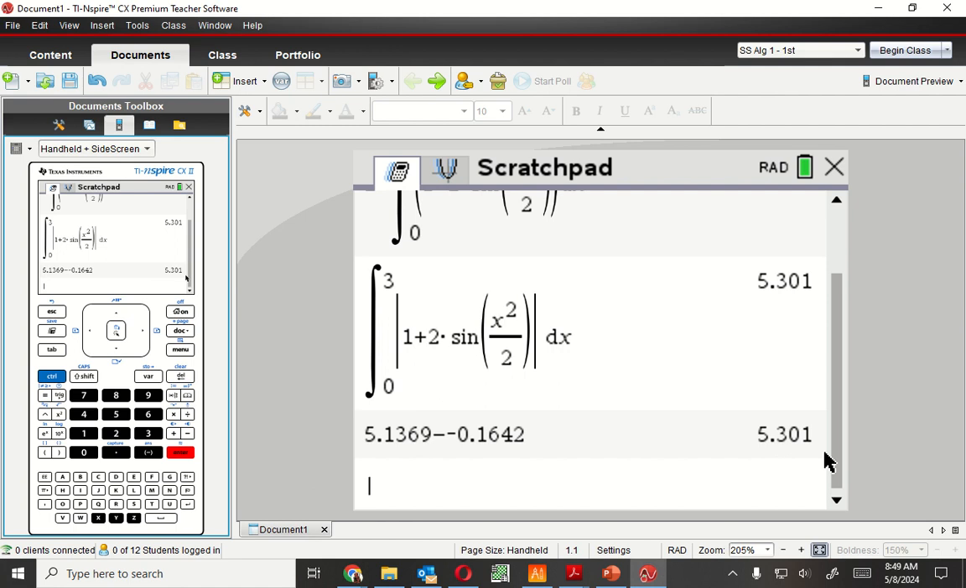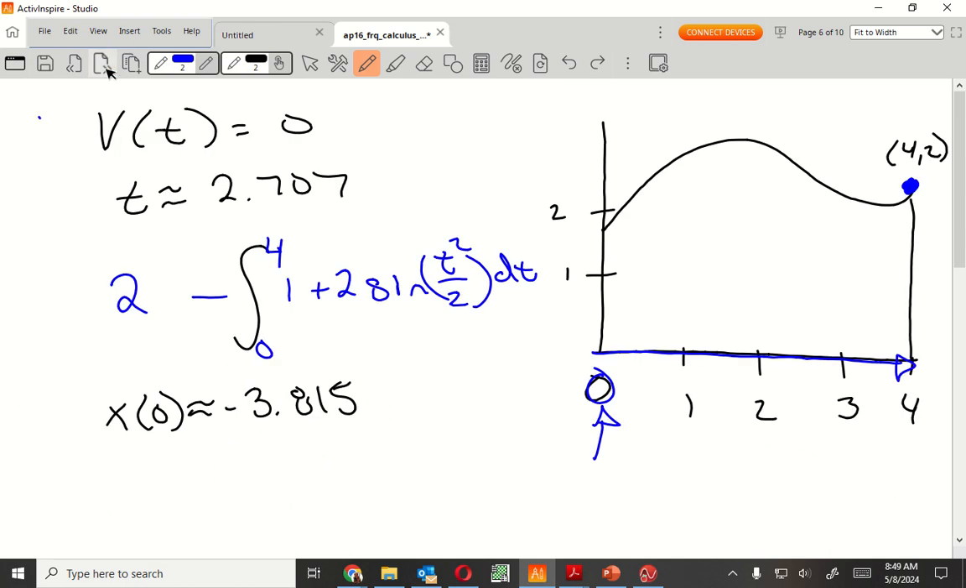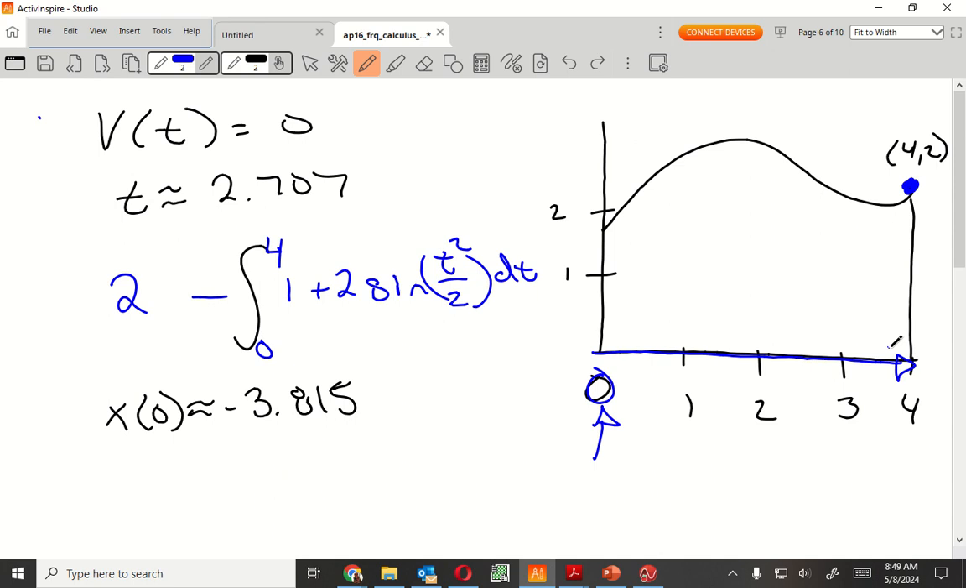So, which one is easier? Whenever I want total distance, make sure you use the absolute value, especially if you have access to your calculator. It will do it all for you. So I get 5.310. Total distance.